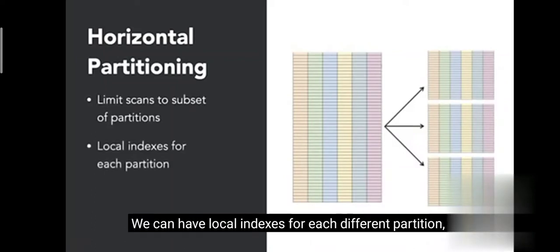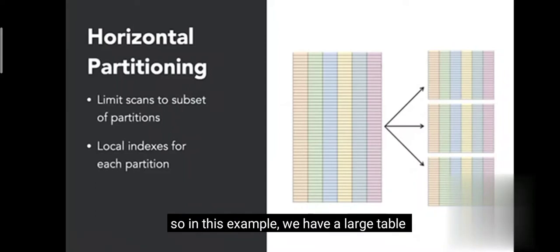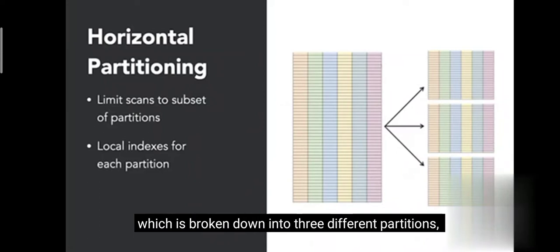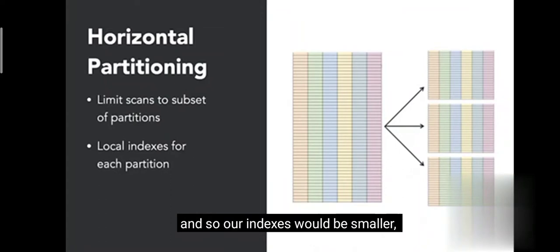We can have local indexes for each different partition. So in this example, we have a large table which is broken down into 3 different partitions. We could have 3 distinct sets of local indexes. And so our indexes would be smaller, scanning the indexes would be smaller, or if we needed to scan the entire partition, the amount of data would be smaller.